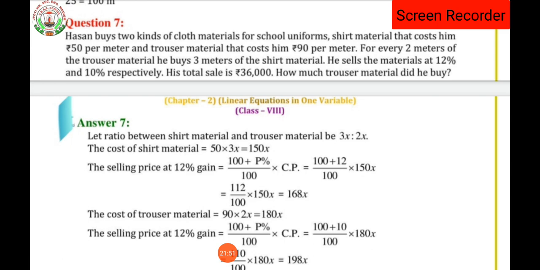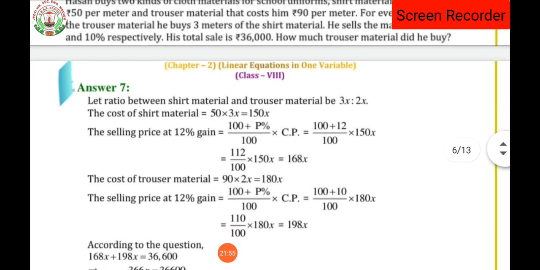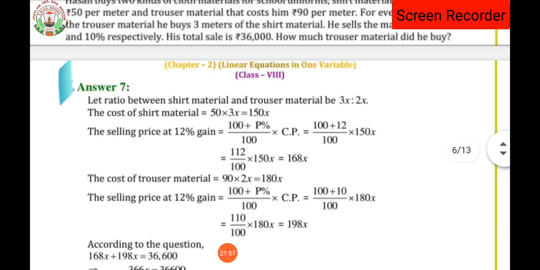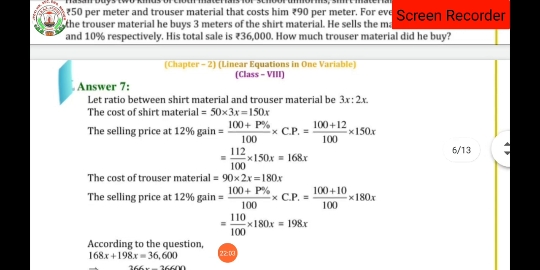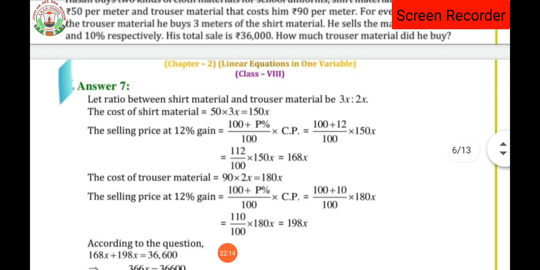So here the selling price at 12% gain, the formula is (100 plus profit percent) into CP upon 100. Putting the value, (100 plus 12) upon 100 into 150x. From 150 कहाँ से मिला? 50 is the cost of shirt, that is shirt is 3x, so 150x. So while calculating we will get the answer as 168x.